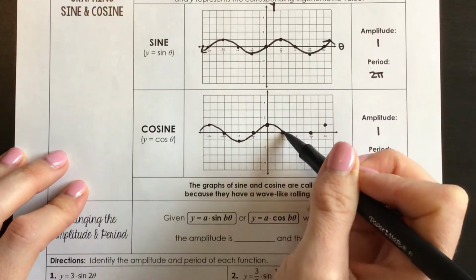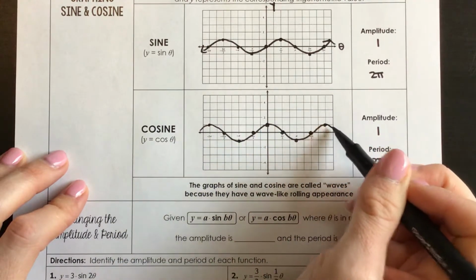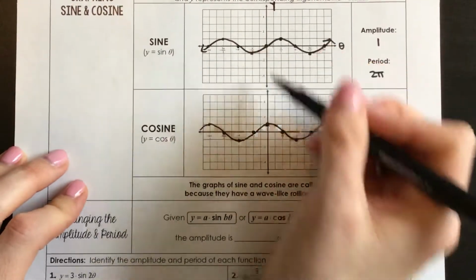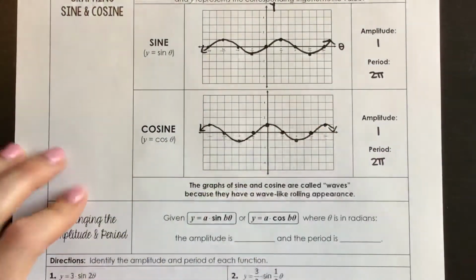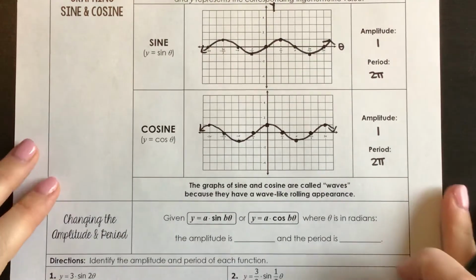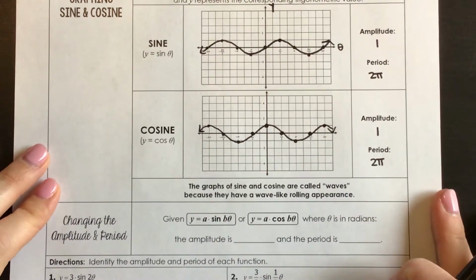So it looks really, really similar to the pattern of the sine function. The difference is where it starts. This one starts at the origin, this one starts up at its high point. But then that cycle just repeats itself over and over. So that's what the original sine and cosine graphs look like.